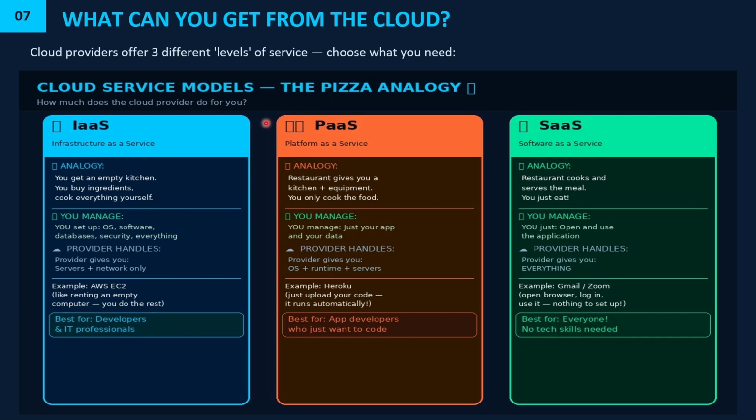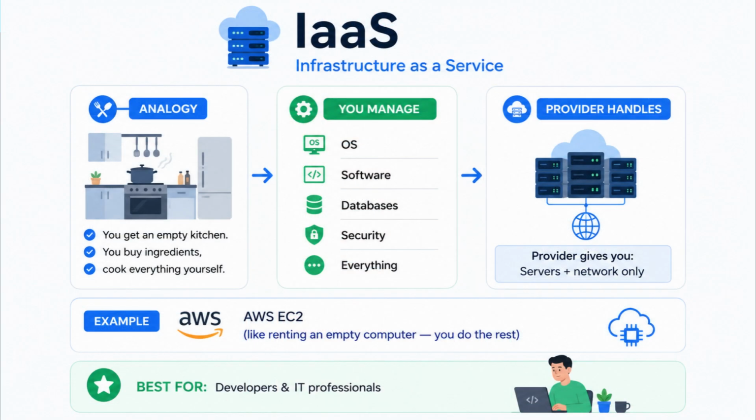We have IaaS, infrastructure as a service, PaaS, platform as a service, and SaaS, software as a service. In infrastructure as a service, you get an empty kitchen. You buy ingredients and cook everything yourself. So that is what infrastructure as a service is.